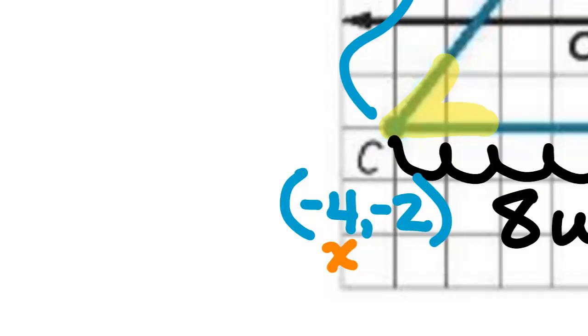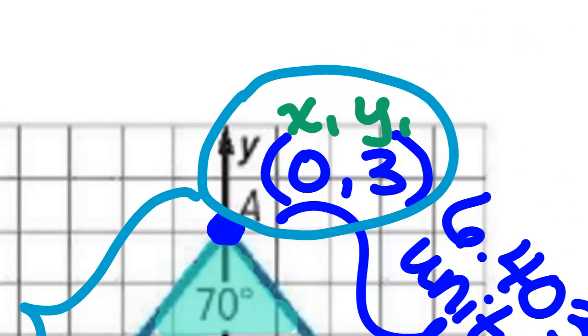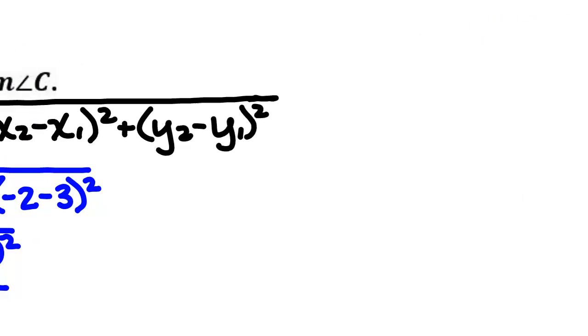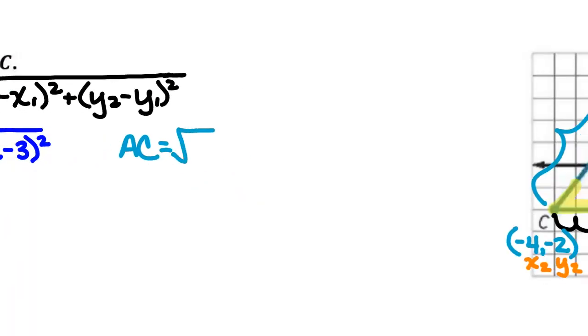What is the point for C? What is the ordered pair? -4, -2. Let's let that be our x2, y2. And again, we're going to keep this as our x1, y1. So to find the length from A to C, I need a big square root.